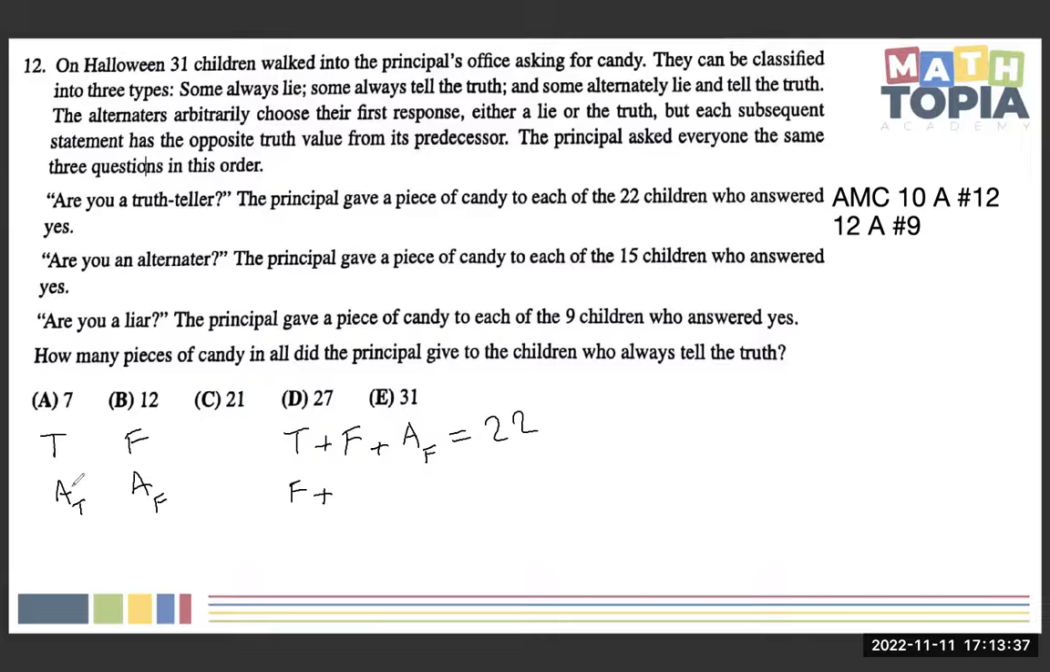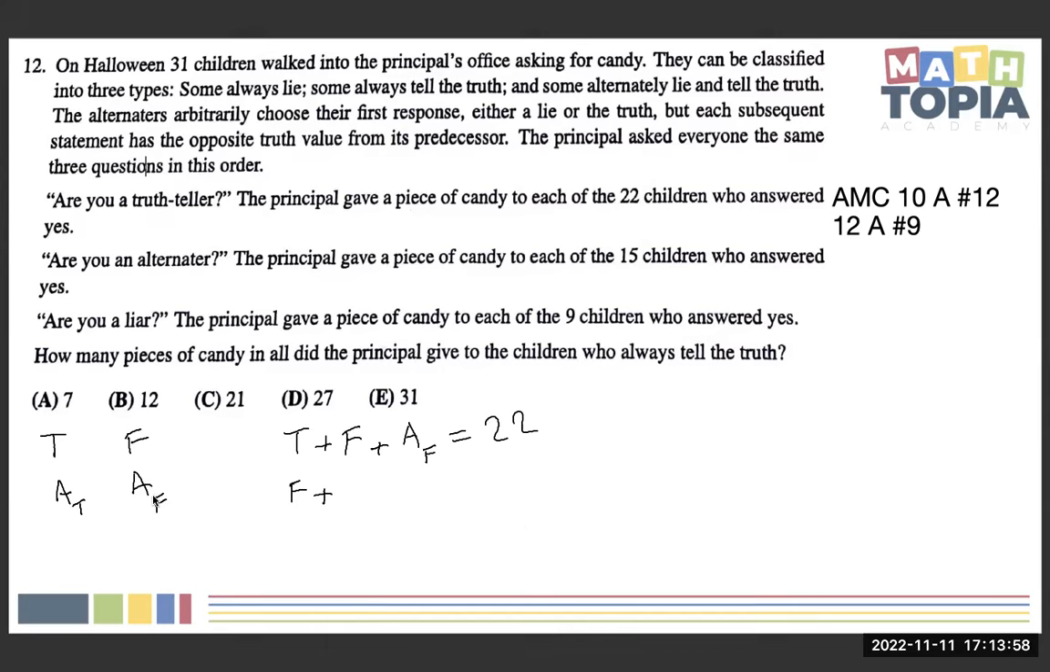The alternating ones that tell the truth, are they? Well, the thing is, because they told the truth as their first statement, now they're telling a false statement as their second statement. Which means that now they're going to lie about being an alternator. They're going to say, no, I'm not an alternator. So they're not going to be included in the sum.